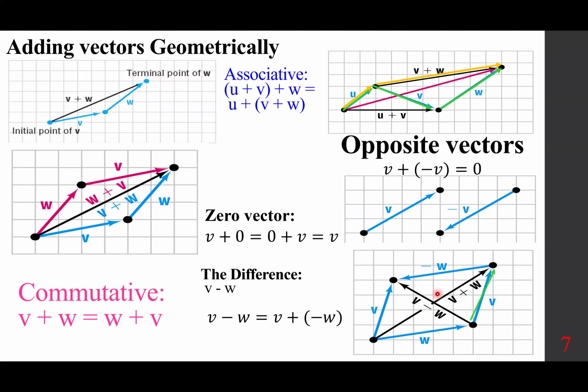So here's the V vector, just as this one. Here's the minus W vector, just as this one. And the initial point to the terminal point results in V minus W. So one way to think of it, if you have V and W, if you connect the terminal point of W to the terminal point of V, gives you V minus W, terminal to terminal.